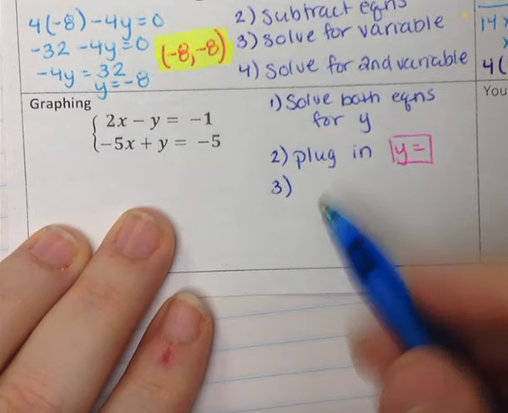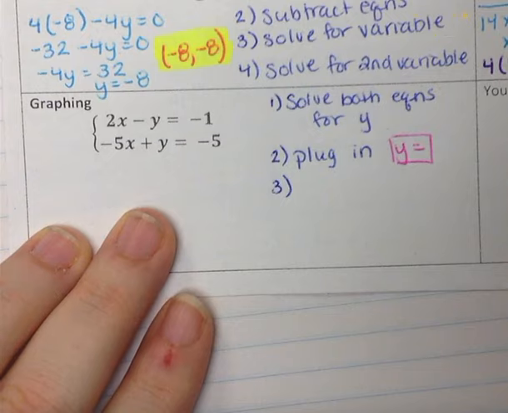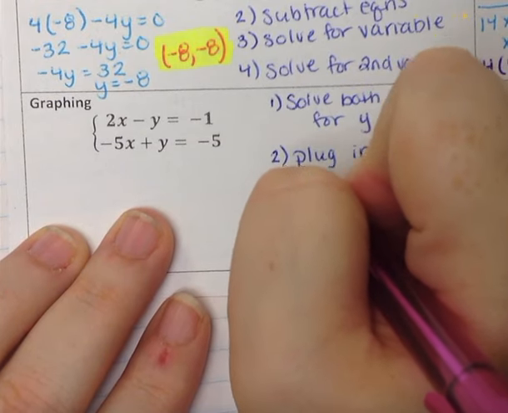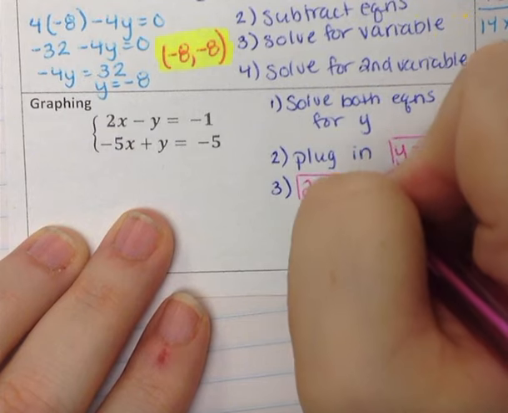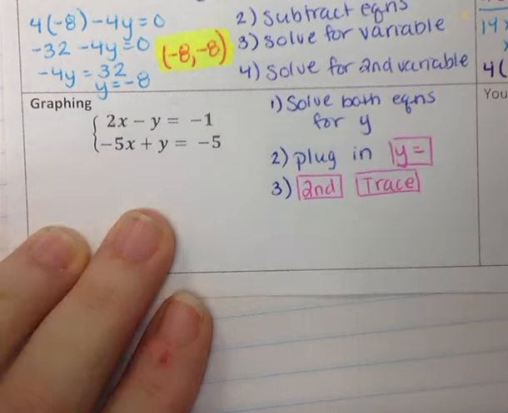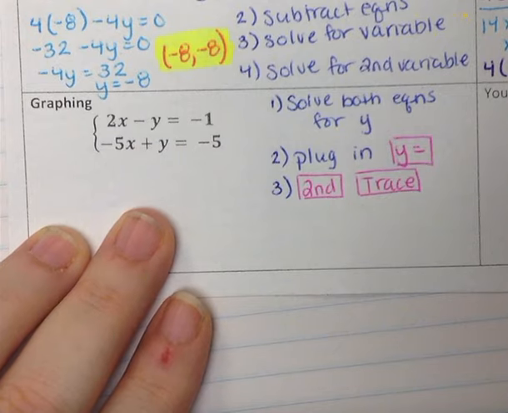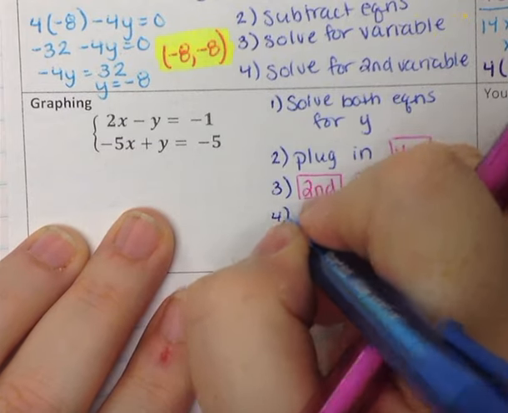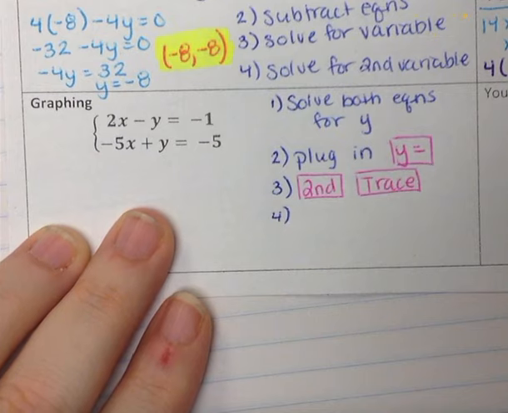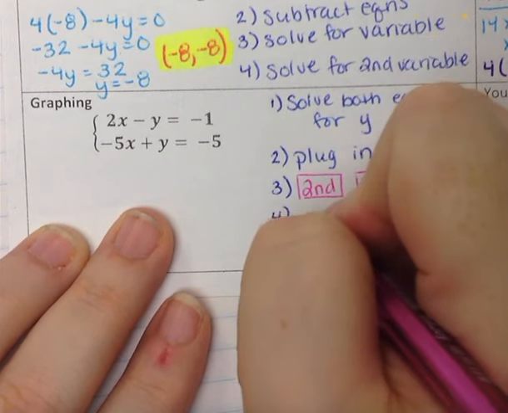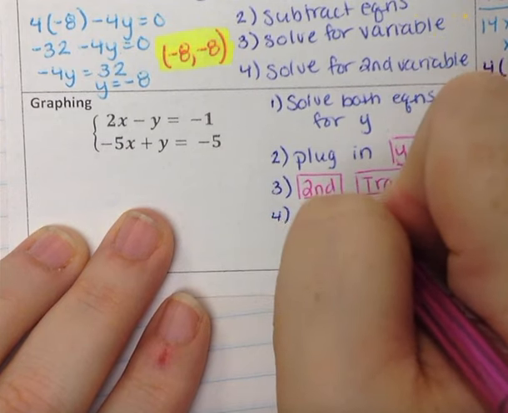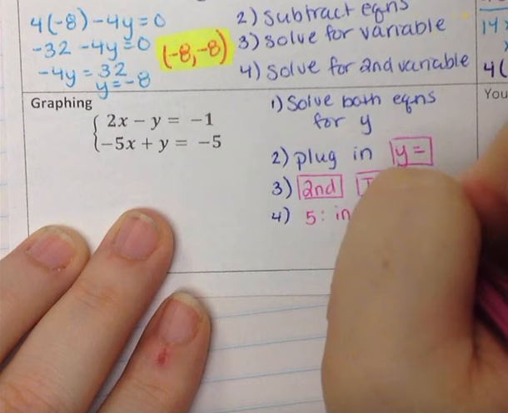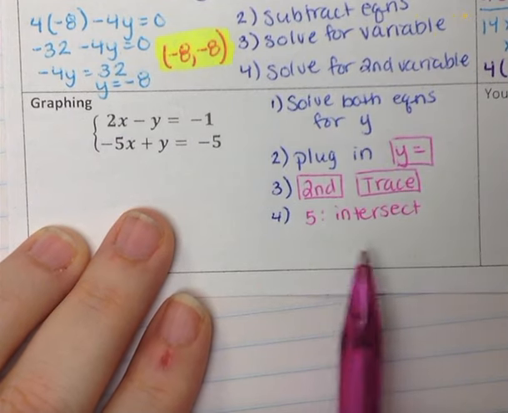Once you can see where they're crossing, you're going to press second, trace, because this will lead you to the calculate button. Then step 4 is on the calculator, you're going to find where it says intersect. For most of us, it'll be the number 5. It'll say intersect. This is the one we want. Anytime we want to find a solution in our calculator, we will have to go to the intersect. Where are they crossing each other?